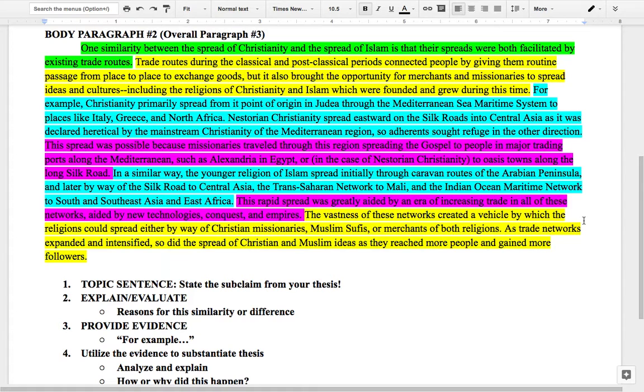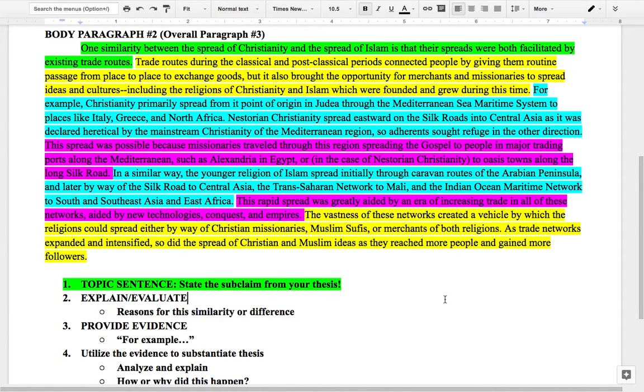So take a moment to look at this. One similarity between the spread of Christianity and the spread of Islam is that the spreads were both facilitated by existing trade routes. This, guys, is my topic sentence. That is the first thing that you need, a topic sentence. It should be like a mini thesis statement. It should be part of your thesis. You are literally taking that, and now I'm going to write a paragraph proving that part of my thesis. Trade routes, then we move on.